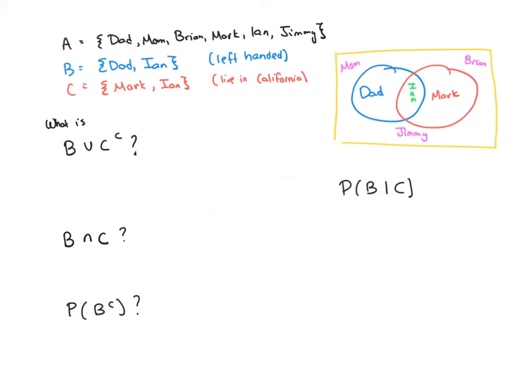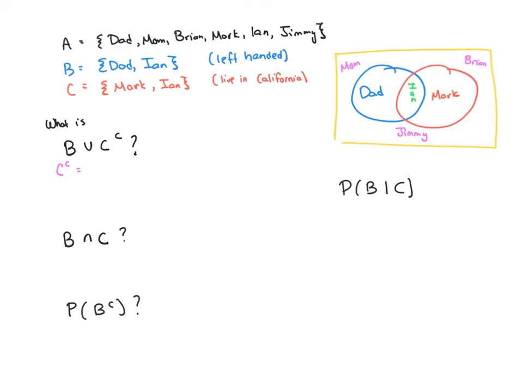Okay, so now that we have our sets and our Venn diagram drawn, let's go through and think about some of these unions and intersections and probabilities. I've just redrawn the sets that we had in the last slide, and we've got our Venn diagram. Now I want to figure out what these different sets are. The first one is B union C complement. Maybe the first thing we can do here is figure out what C complement is.